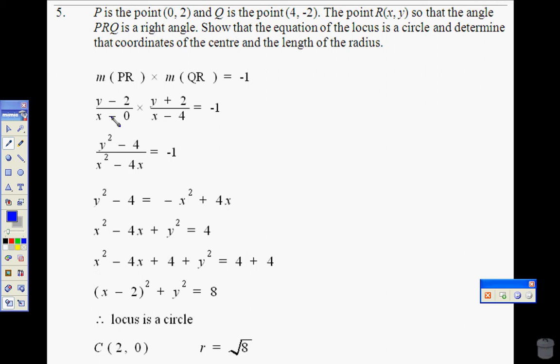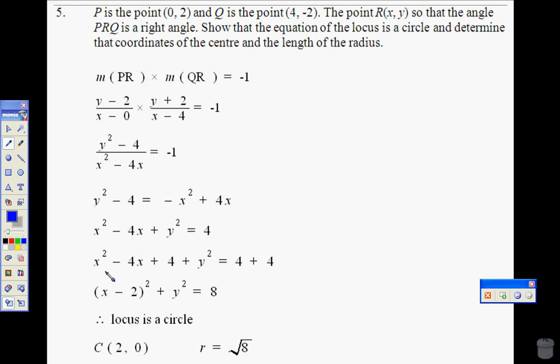So that gives us a difference of 2 squares, which is y squared minus 4. x multiplies by x minus 4, gives us the expression there. Multiply through by our denominator to clean it up. And then notice that's why it's negatives on this side and the positive 4x. Collect it all over the same side. And we start to see that, well, yeah, it's starting to become a circle because it's x squared plus a y squared. We've got other terms.